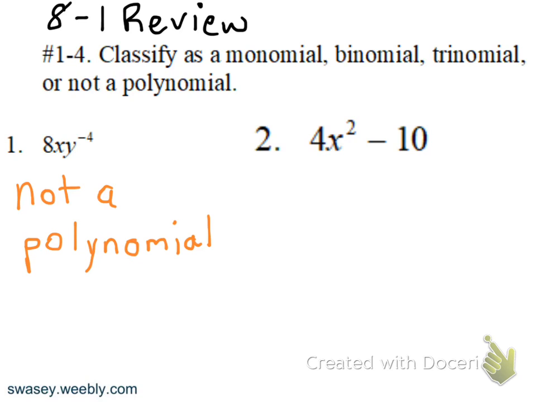All right, this one is a polynomial, and there's 2 terms. So 2 terms is binomial. Bi means 2. Think about a bicycle has 2 wheels. Again, terms are separated by addition or subtraction.